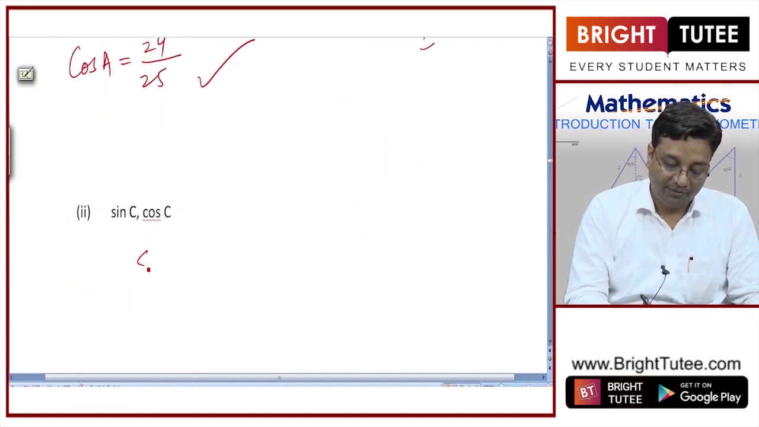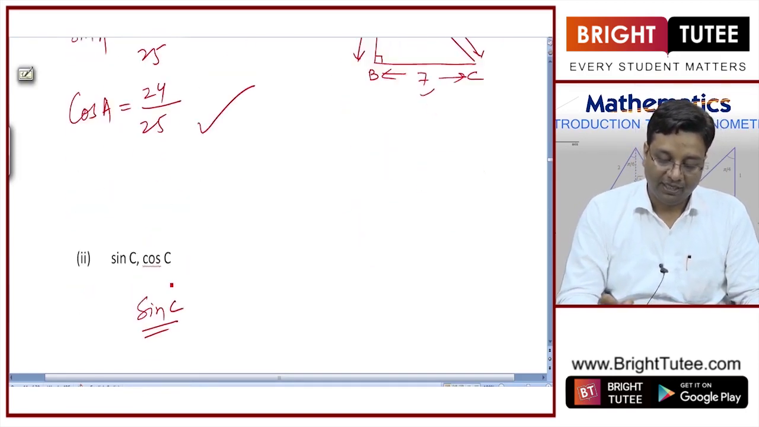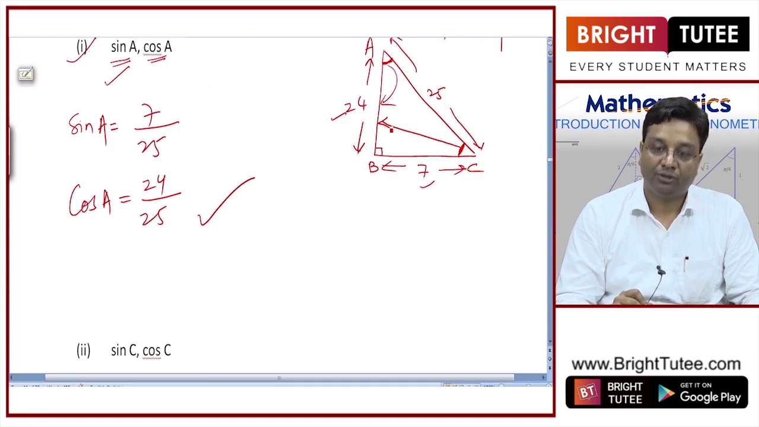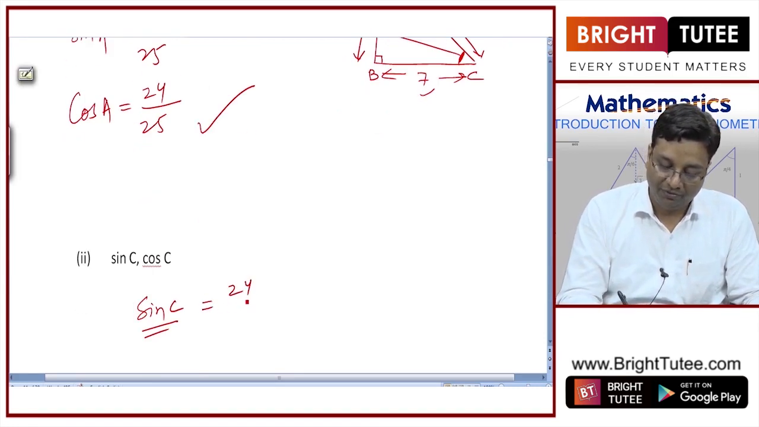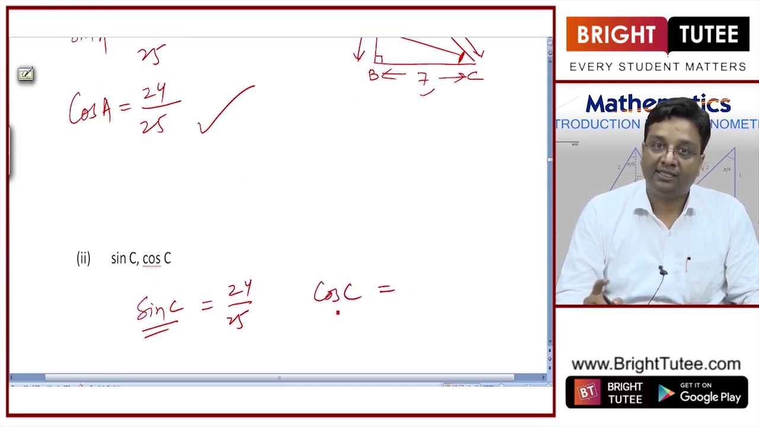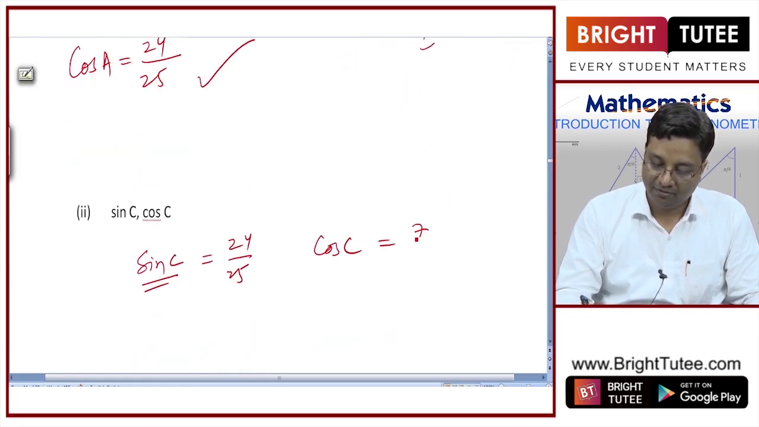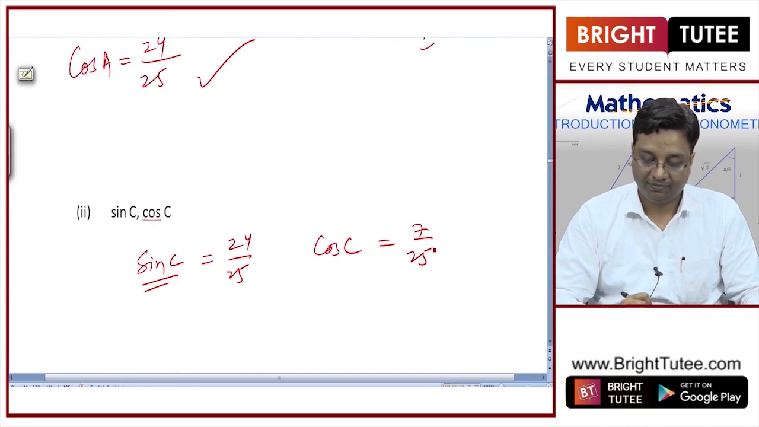Sin C and cos C. What is sin C? What is opposite of C? This side is opposite of C. So sin C will be opposite by hypotenuse, which is 24 by 25. And what will be cos C? Adjacent by hypotenuse. What is adjacent to C? This side, 7. 7 by 25.